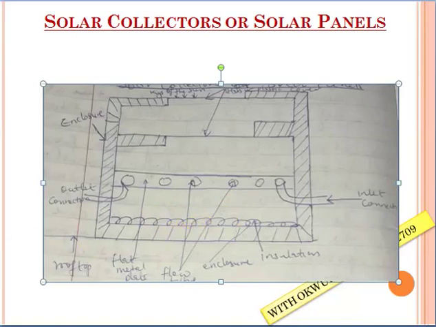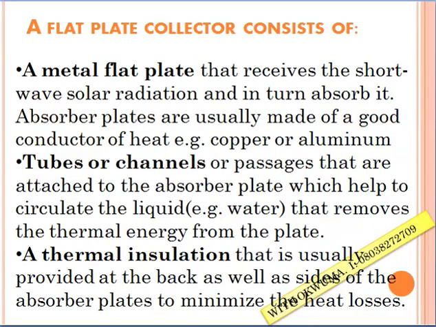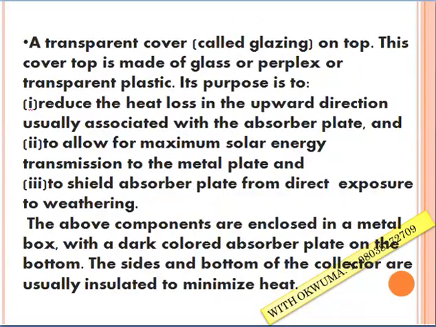Then the next one is a transparent cover. A transparent cover, which we call glazing, is on top, and this top cover is made of glass or transparent plastic. What is the purpose of this transparent cover? Let's see it from the diagram before we talk about the purpose.